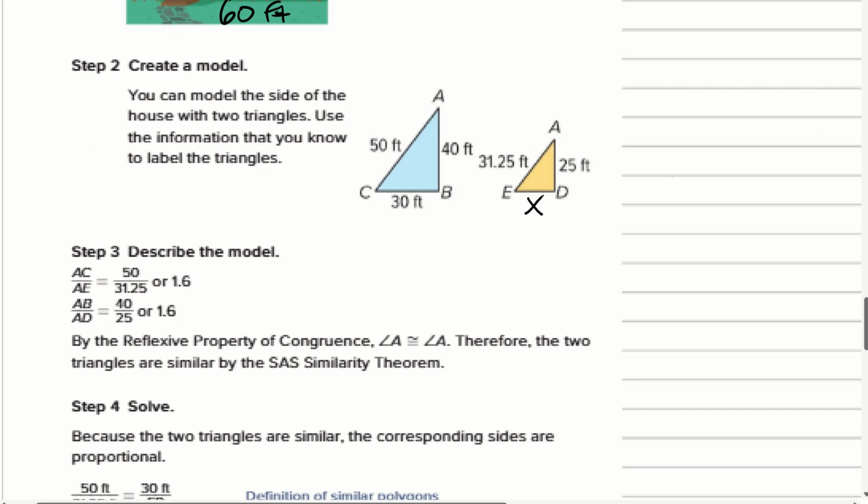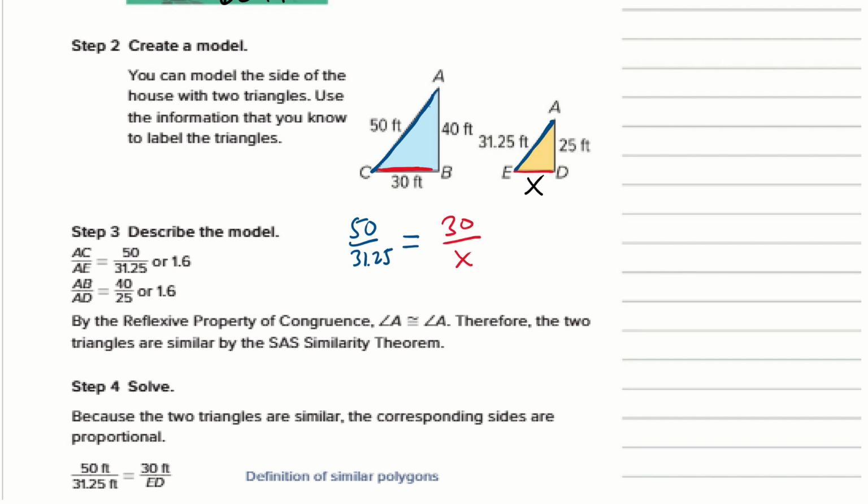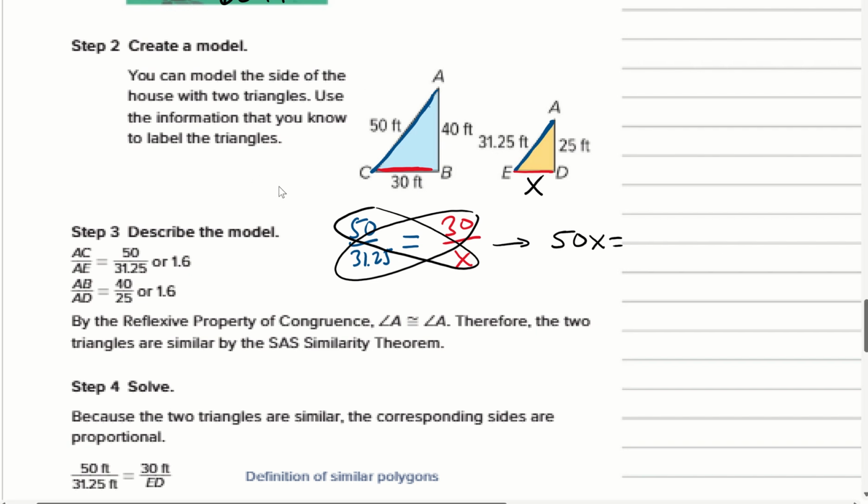So let's go ahead and solve for X. So we know that 50, let's say 50 matches up with 31.25 as 30 matches up with X. And then we can cross multiply in order to solve. So we get 50x is equal to, I wonder if they have that in the steps here. Okay, yeah. So 50x is equal to, let's do 30 times 31.25. So 937.5.